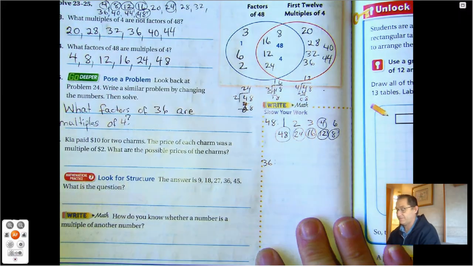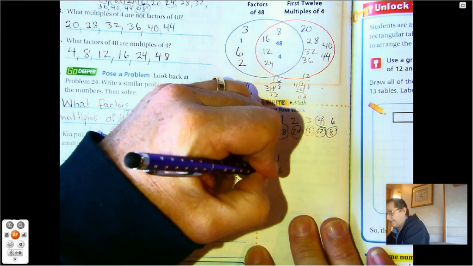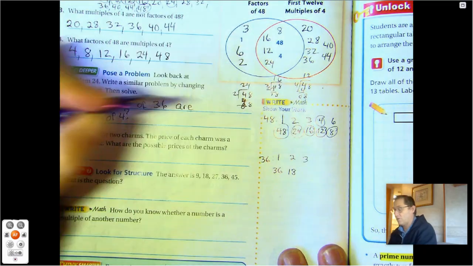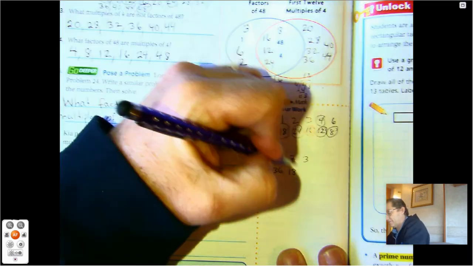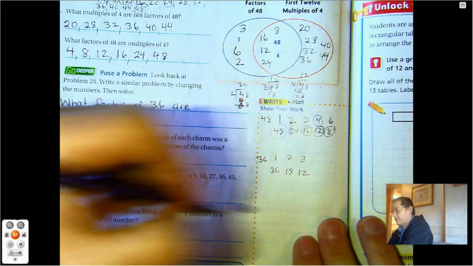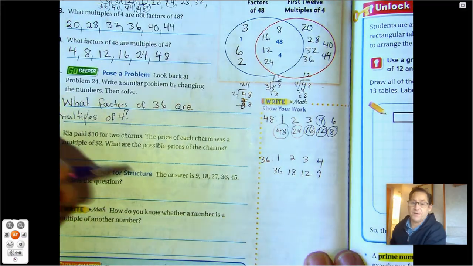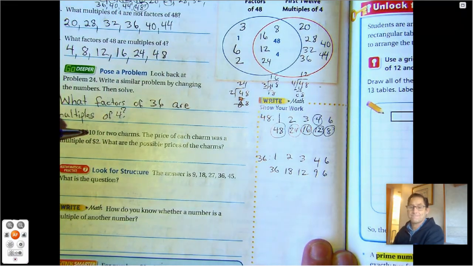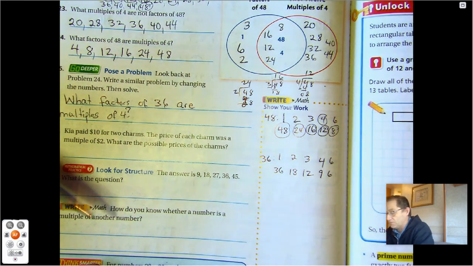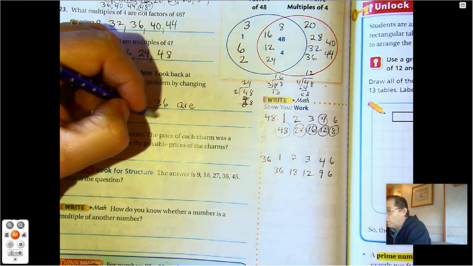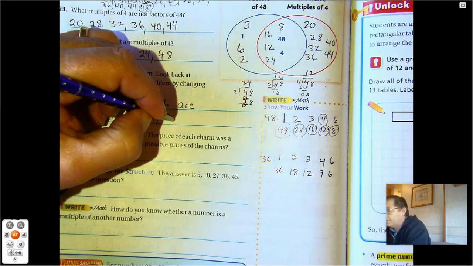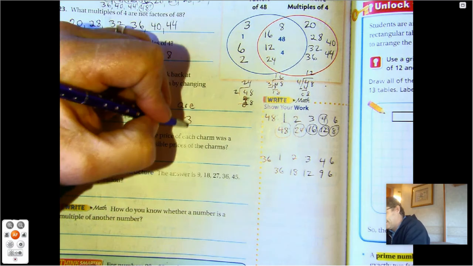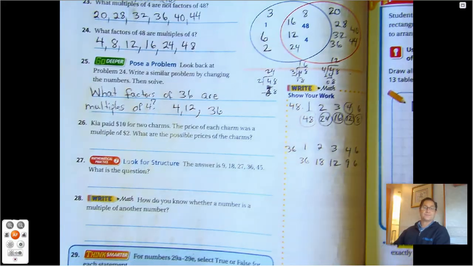So if we list the factors of 36, we would say 1 and 36. 2 times 18. 3 I know works because 3 plus 6 is 9. 3 times 12 is 36. 4 times 9 is 36 from basic math fact. 6 times 6. And that's it. So which ones would be in common? The 4, the 12, and the 36. So 4, 12, and 36.